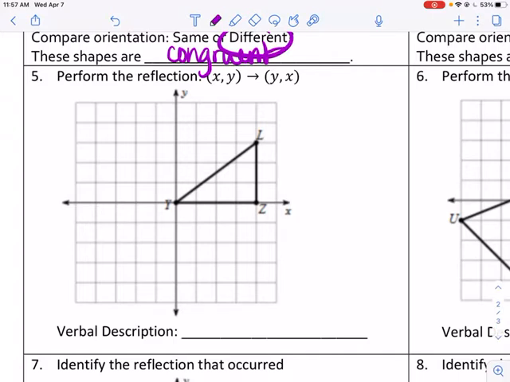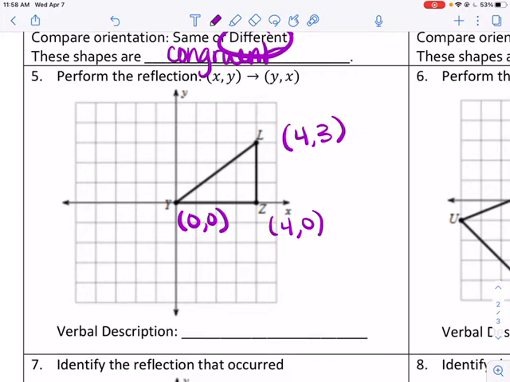So first off, we have this one. We take x and y and we swap them. There are a couple ways to do this. I'm going to show the first way, and then on the next example, I'll show the second way. The first way is to just find out what the coordinates are and swap them. So Y is (0, 0), L is (4, 3), and Z is (4, 0).